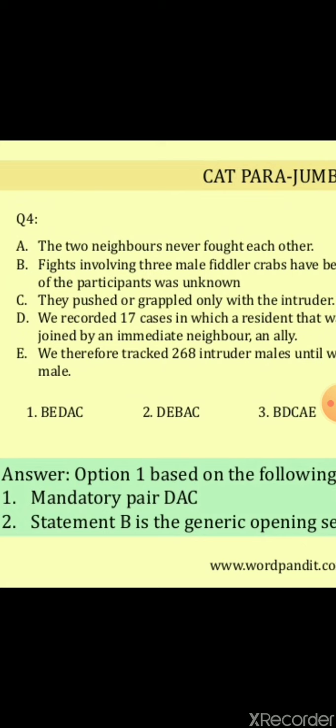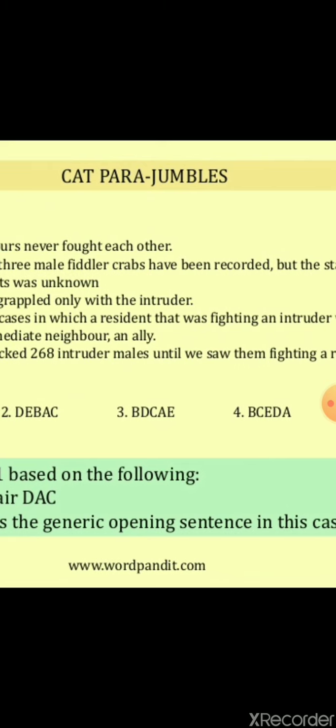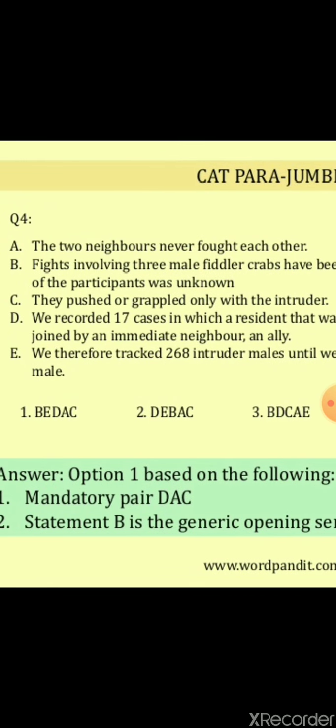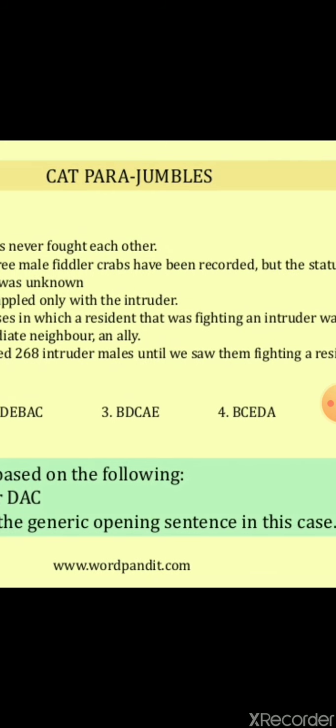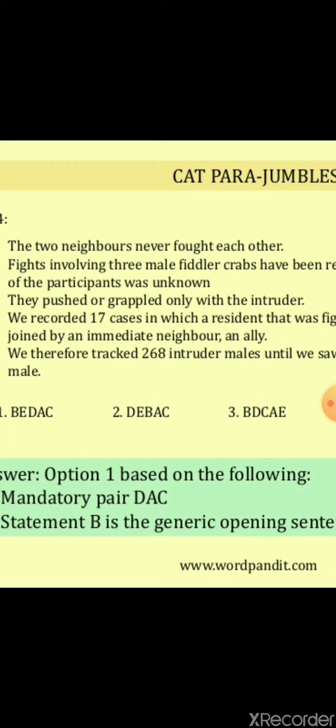All are together, meaning all are together. And statement B, fights involving three male fiddler crabs. So B is the opening statement and D, A, C are connected. Okay, so it's very easy. If we have got the opening statement, B, then B is coming in three options. That is why this pair will help us. Fine, anything can happen.